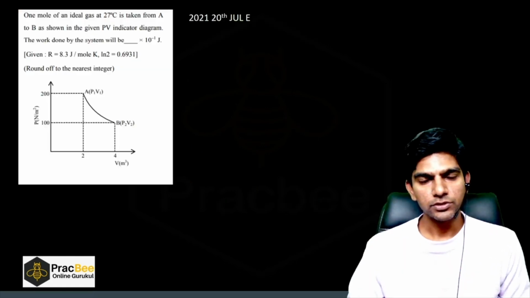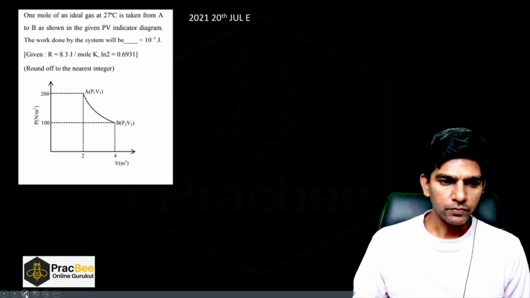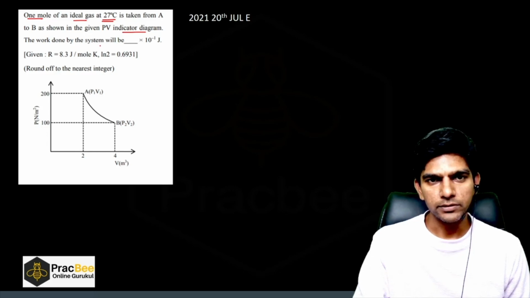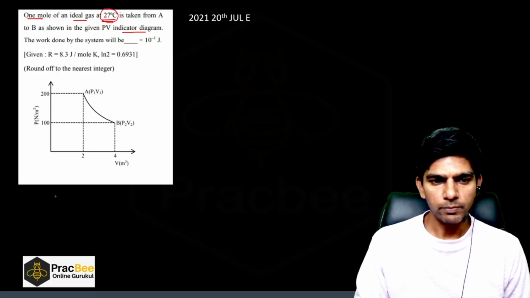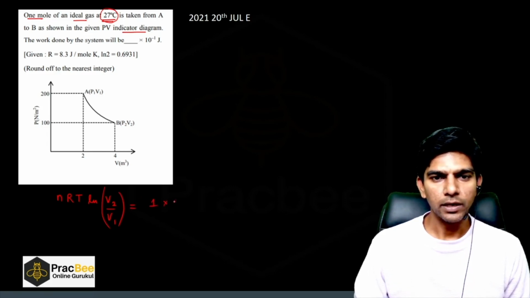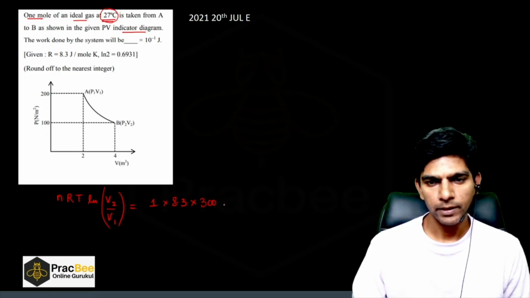Now let us see some illustrations based on isothermal process. So we have given 1 mole of an ideal gas at 27 degrees Celsius is taken from A to B as shown in the given PV indicator diagram. The work done by the system will be, so since the temperature is constant, we can apply this formula nRT ln V2 by V1. So here number of moles is given as 1 and R value is 8.3 and temperature is 300 Kelvin. If we convert 27 degrees Celsius into Kelvin, we have to add 273.